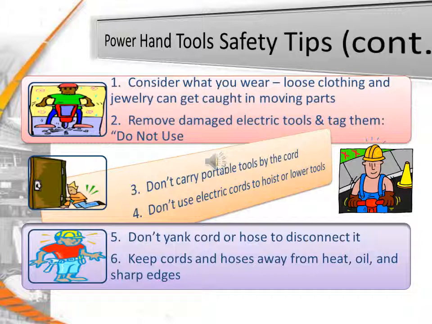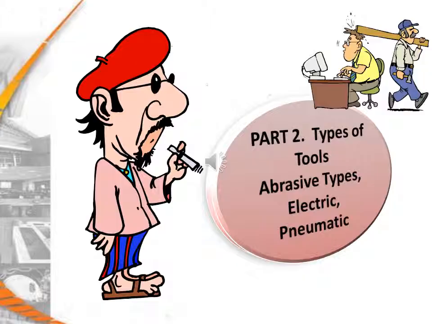Remove damaged electric tools and tag them "Do not use." Never carry a portable tool by the cord, and don't use electric cords to hoist or lower tools. Don't yank the cord or hose to disconnect it, and keep cords and hoses away from heat, oil, and sharp edges. Part 2. Types of tools: abrasive types, electric, and pneumatic.